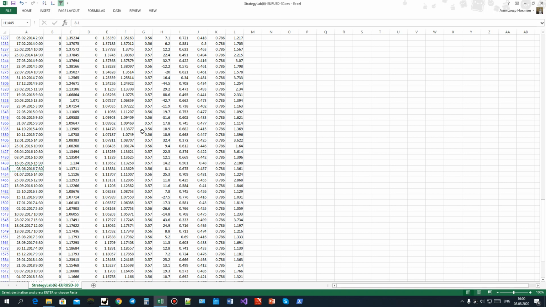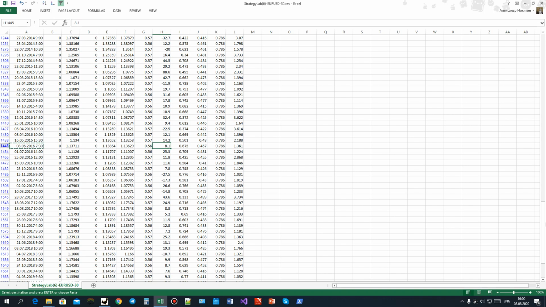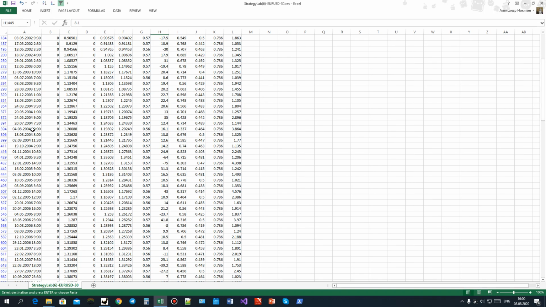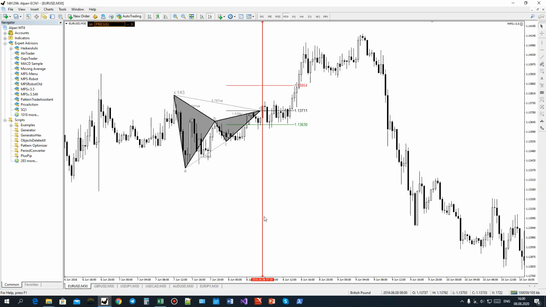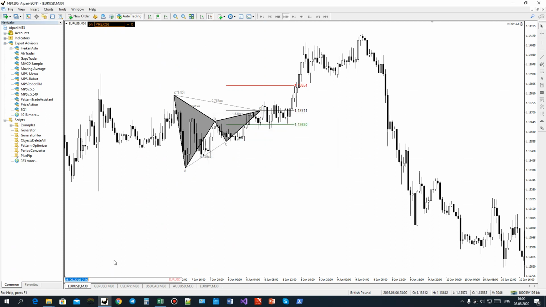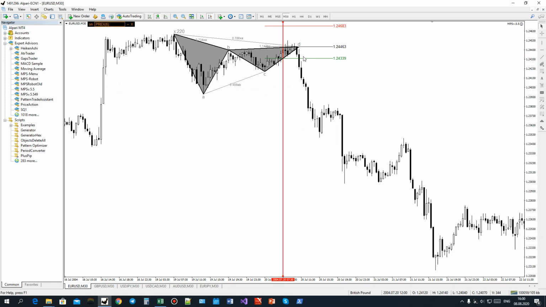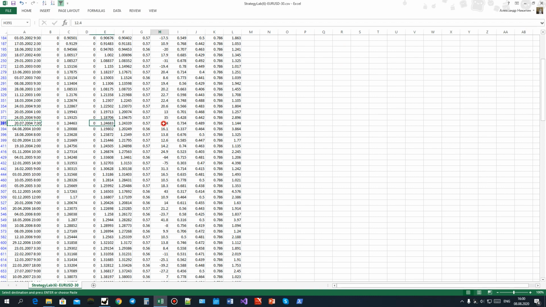So it draws patterns on history, and the pattern optimizer backtests these patterns. Let's go closer to the beginning of that. Control C, and then we go here, Control V, and we go to that time. Here's the pattern, and it was a winner as well. This time it was 22 risk, and it turned into a winner. So we go here, it was a 12.4 win.